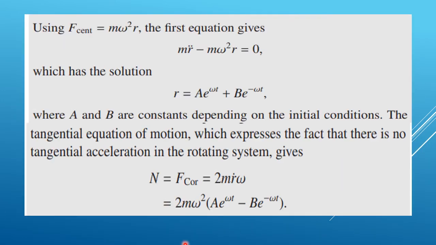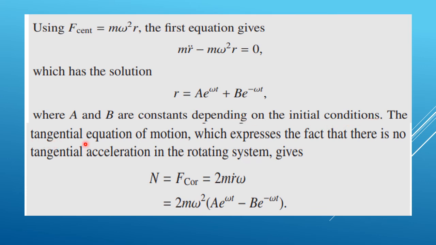Now, what is the centrifugal force? F centrifugal, you know the equation, is equal to m omega square r. So when we substitute this term for F centrifugal in the first equation, you get m r double dot minus m omega square r is equal to 0. This equation has a solution r equal to a e raised to omega t plus b e raised to minus omega t, where a and b are constants which depend on the initial conditions.